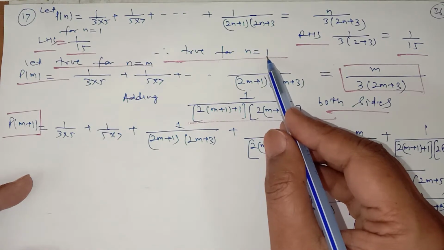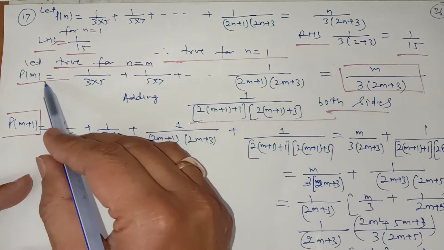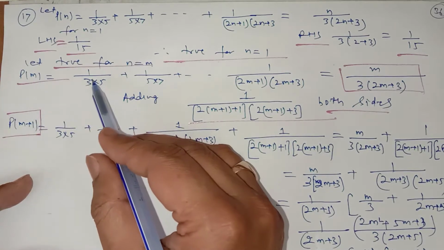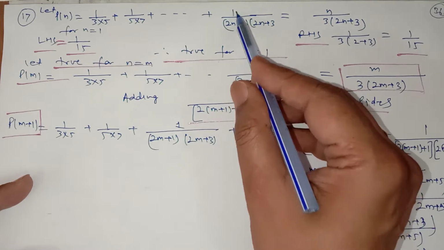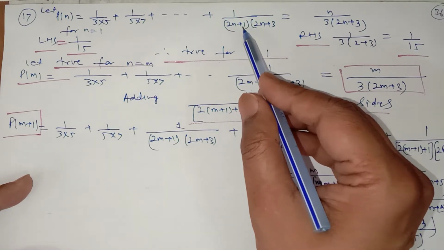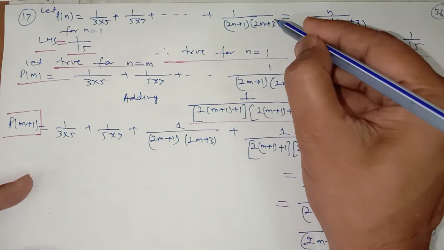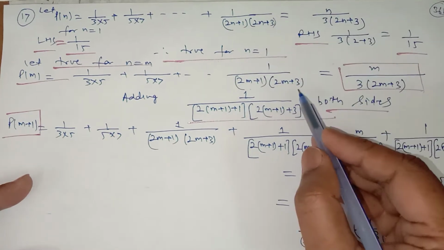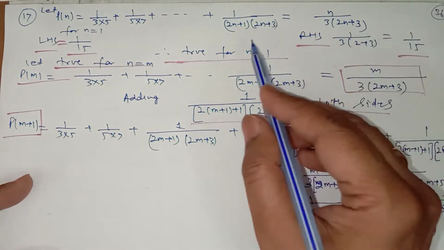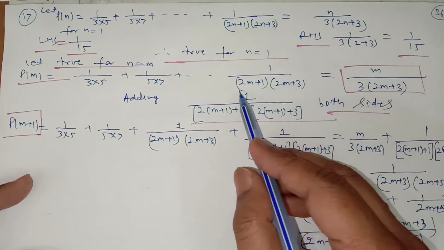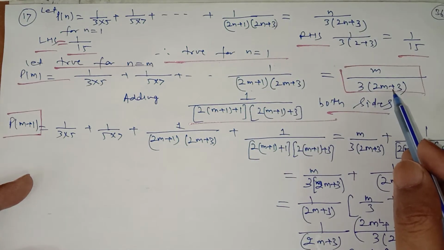Now we'll prove that it is true for any natural number n. So Pm will be equal to 1 upon 3 into 5, 1 upon 5 into 7, up to 1 upon (2m + 1) into (2m + 3), equal to m upon 3(2m + 3). That is, you have to replace n by m on the left hand side as well as the right hand side.